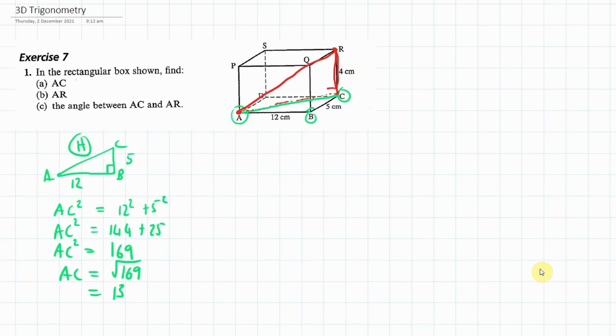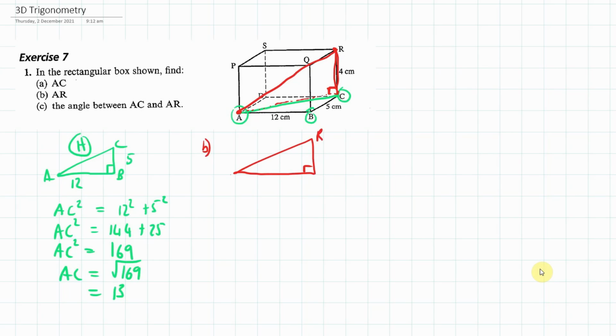Okay, I've got a right angle there between that CR line and the base of the rectangle, because you know in a box the edge of the box is at right angles to the flat surface on the bottom, isn't it? Okay, so for part B, I'm going to draw my triangle and label my sides. It's always good to draw your triangle. Now what do we know?